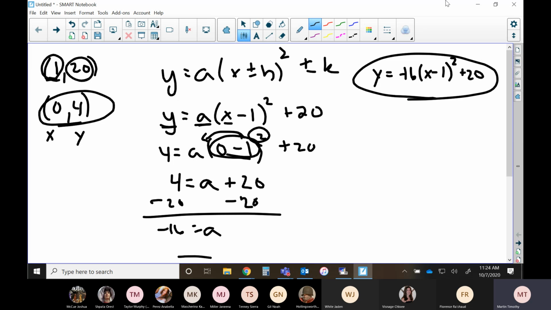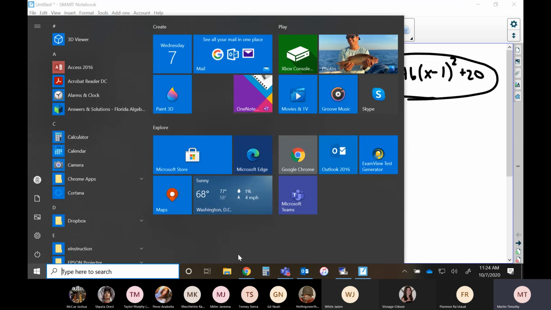All the question said was given that vertex and given that point.